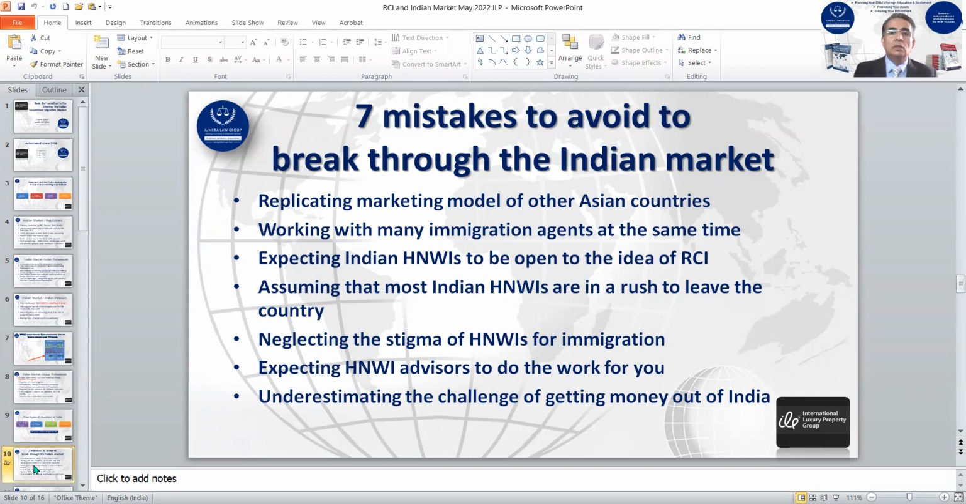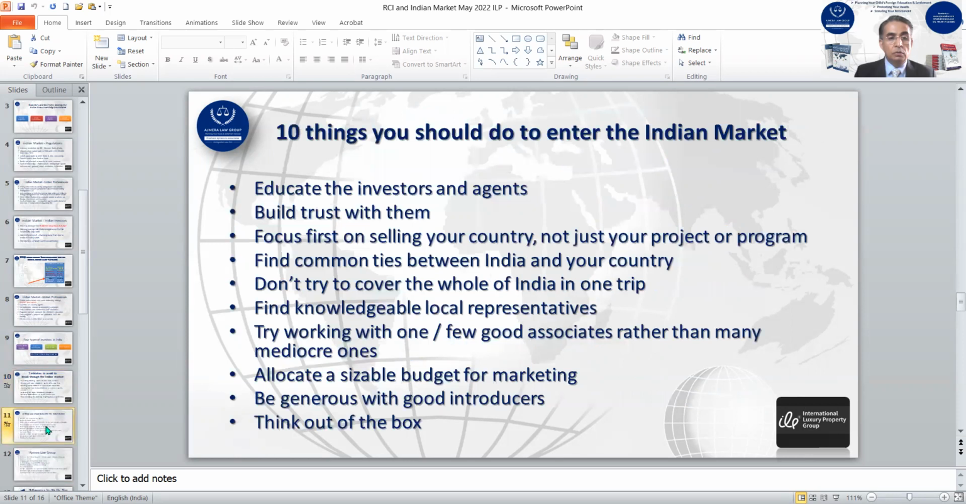So what should you do if you want to enter the Indian market? Those were the things to avoid, but at the same time, I would like to talk about the 10 things you should do to enter the Indian market. Educate the investors and agents. Build trust with them.